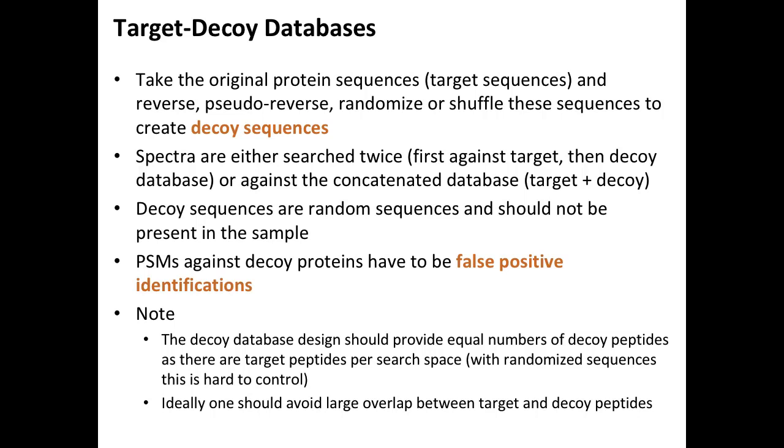And the idea would be you do two searches. You search against the target database, you search against the decoy database. And all the hits that you get from the decoy database have to be wrong. These sequences should not occur in nature. But it gives you a score distribution of incorrect identifications. And you can use that to compare to the score distribution of the correct hits.